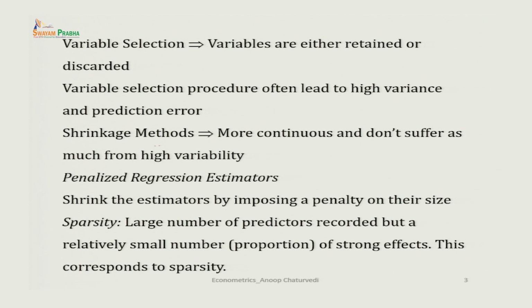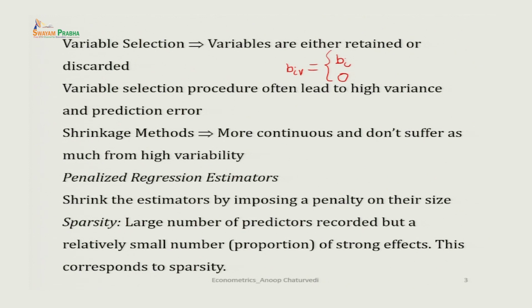Now, we consider some shrinkage methods which are more continuous, meaning in variable selection procedure either we take the OLS estimator b_i, so suppose your estimator is b_i^v, it is either equal to b_i or it is equal to 0. So, it is somewhat of a discontinuous kind of situation, but shrinkage methods are more continuous and do not suffer as much from high variability. So, now we consider some shrinkage methods for estimating the regression parameters.